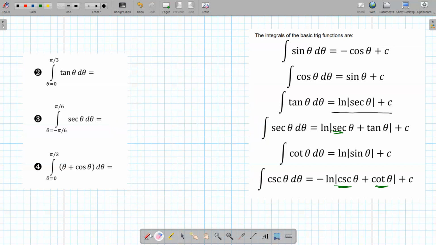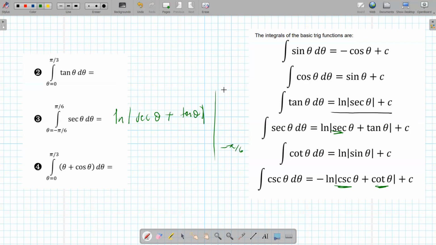All right, the next one. What's the integral of secant? As you can see, these are pretty simple, right? Because you have the formula sheet right there. Secant is going to become ln of secant plus tan theta, and we're not interested in the plus c because this is a definite integral.